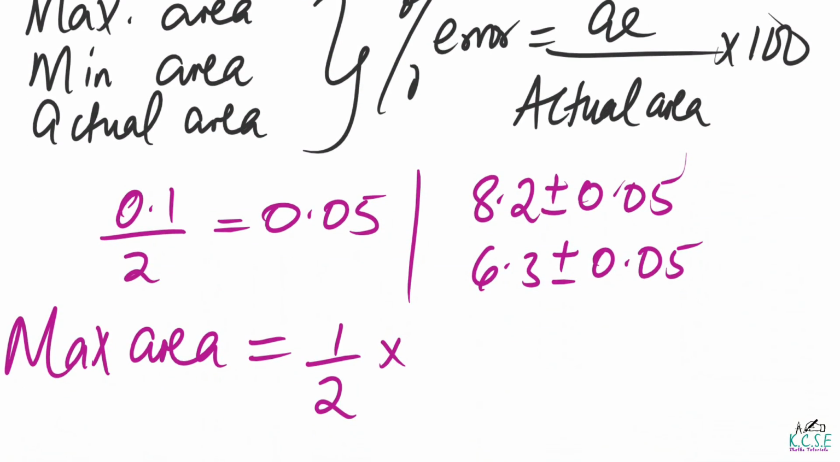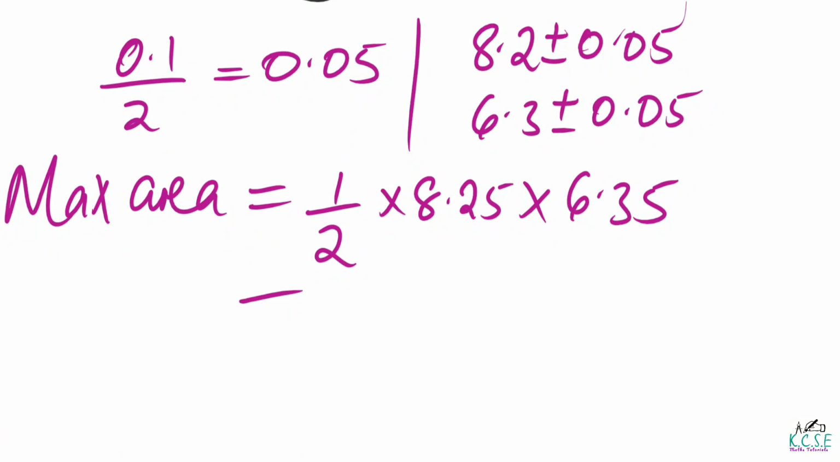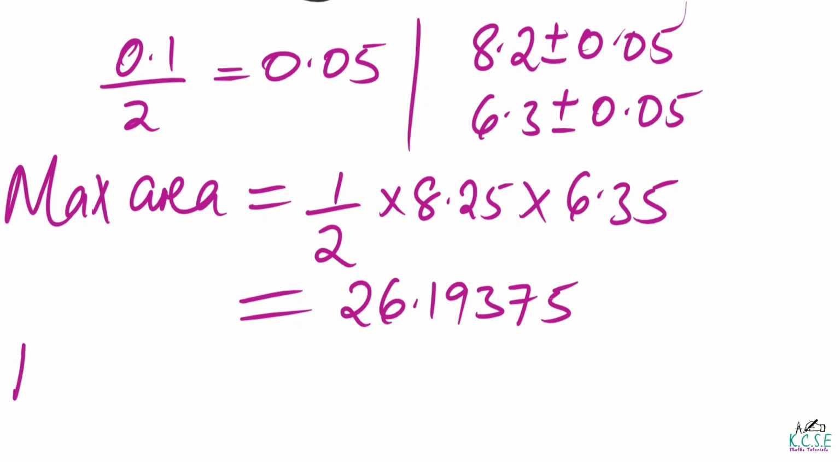The base, the upper limit, will be 8.25 times the upper limit of the height, which is 6.35. So when you work out these using the calculator, this is what you're supposed to obtain: 26.19375. Now let's go to the minimum area.